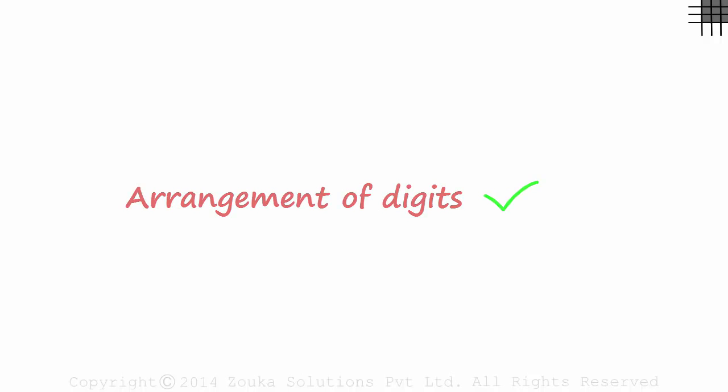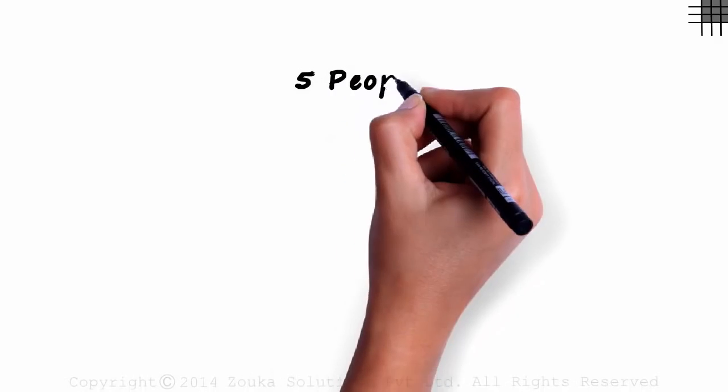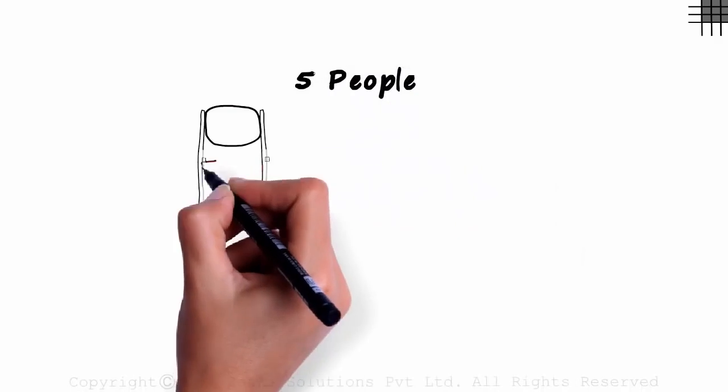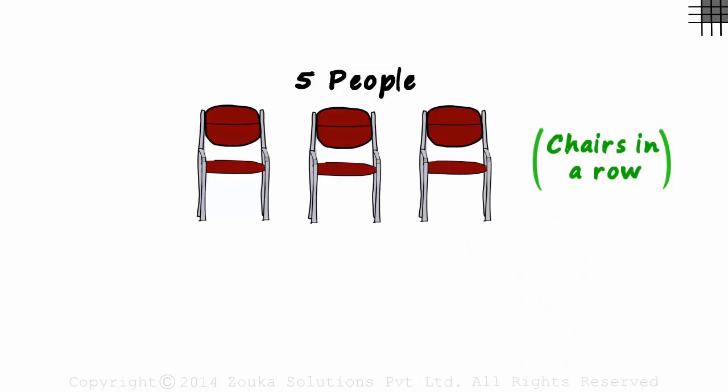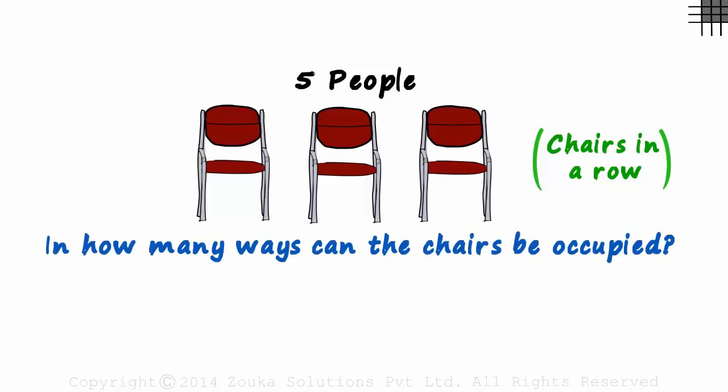Now that we have covered arrangement of digits, let's try arranging people. Say we have 5 people and we have just 3 chairs. The chairs are placed in a row or in a straight line. 5 people and 3 chairs. With this situation, in how many ways do you think can these chairs be occupied?